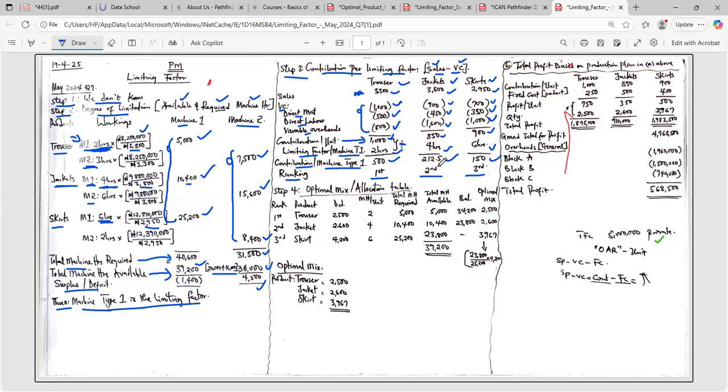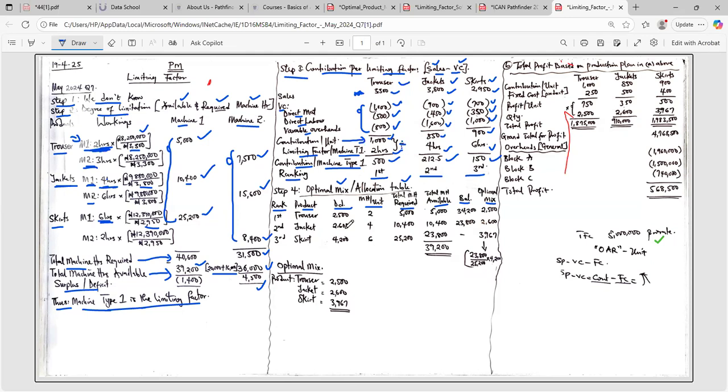Any question? No, sir. So let's go to step 4 quickly. So step 4 simply means optimal mix or allocation table. Okay, allocate. This is the same thing. You rank the products with demand. So this time it is not labor hour per unit. It will not be machine hour per unit. This one now it will not be total machine hour required, then total machine hour available, then the balance and the optimal mix. So what we're doing here is just copy and paste from step 2.